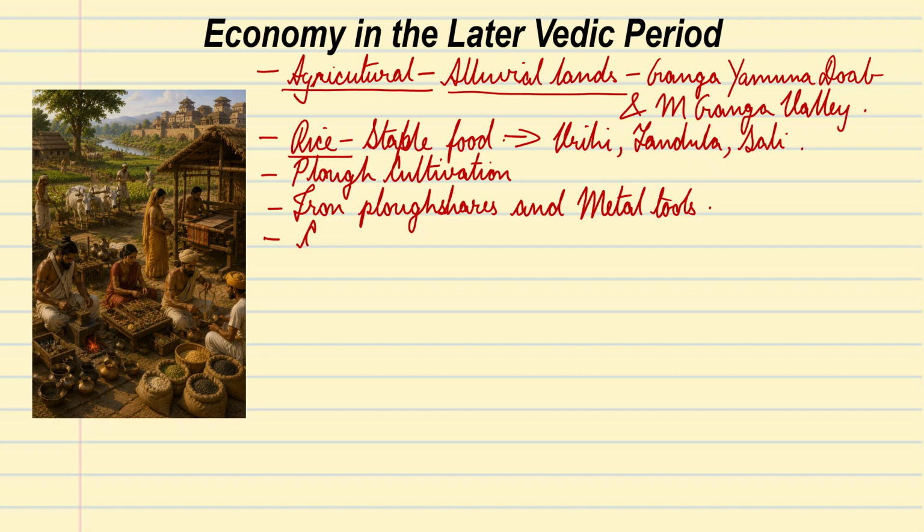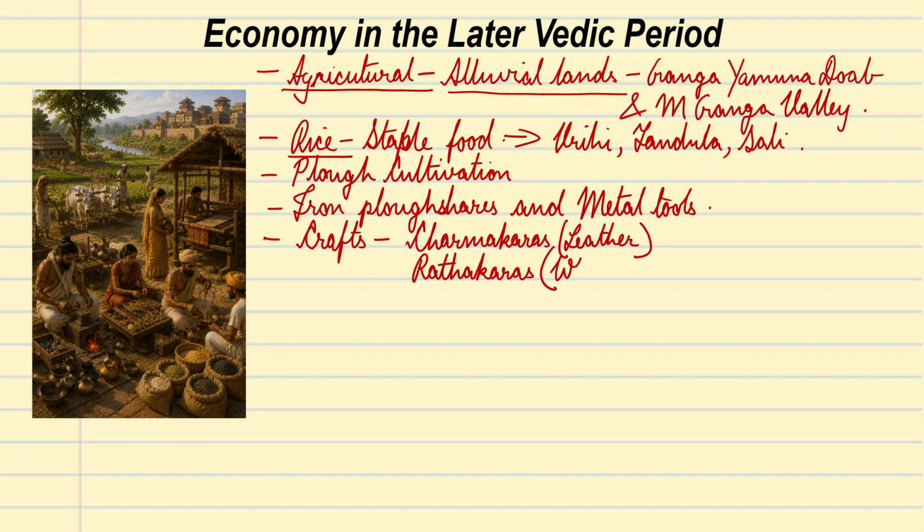But along with agriculture, there were different crafts practiced in the area, like Charmakaras. Charmakaras means people who dealt with leather. Leather workers were called Charmakaras. Then there were Rathakaras. Rathakaras are the people who worked on chariots or wheels. We also had blacksmiths, potters or Kulala. Kulala means potters.